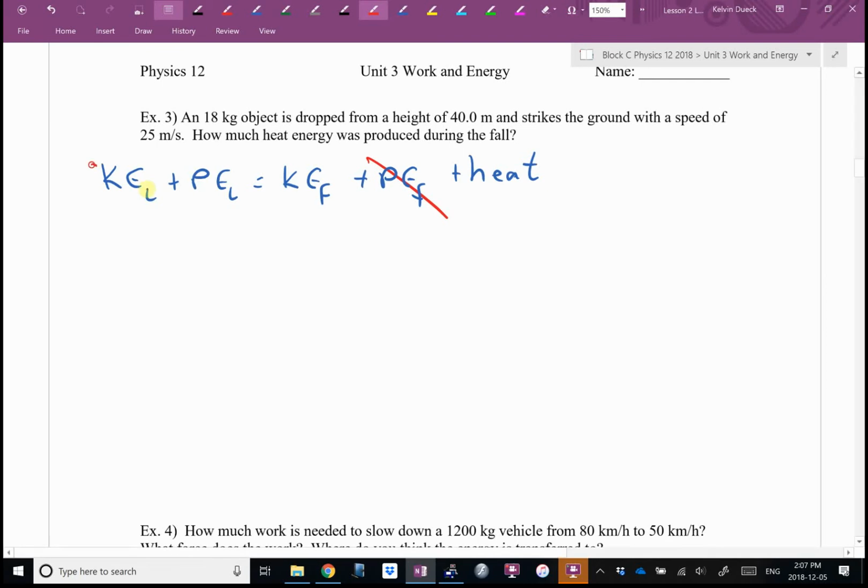Oh, dropped means my initial is 0? Because when you let it go, for a split second, it hasn't started falling yet. And this brings us to one of my most aggravating, silly mistakes that students make.